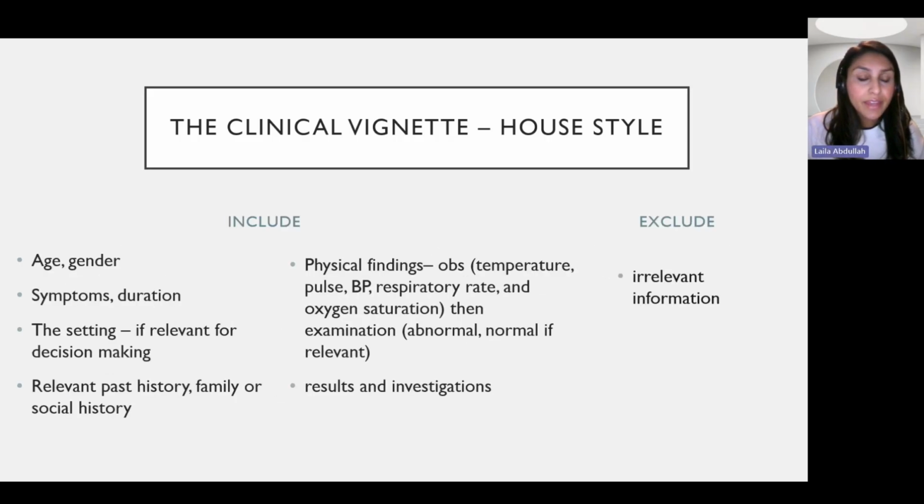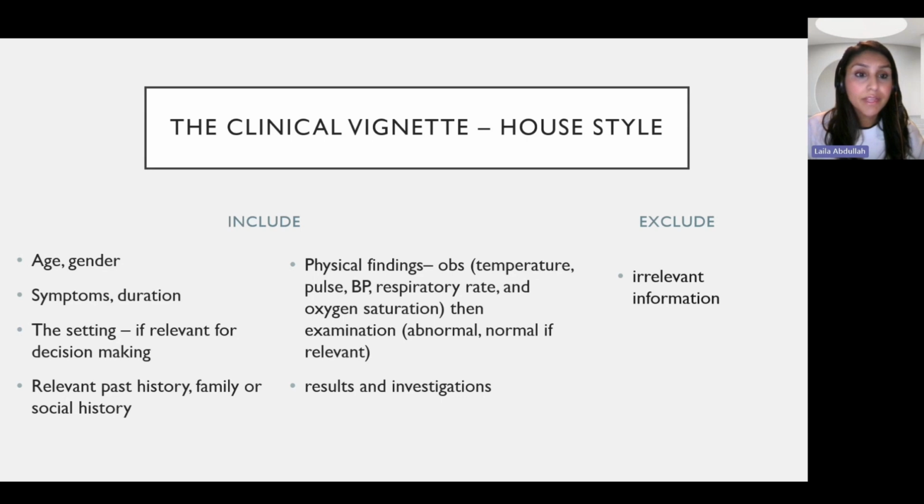So within the vignette, within the house style, we should include age and gender, the symptoms and duration that the patient has had the symptoms for. The setting can be included if it's relevant for decision making, otherwise it doesn't need to be included.